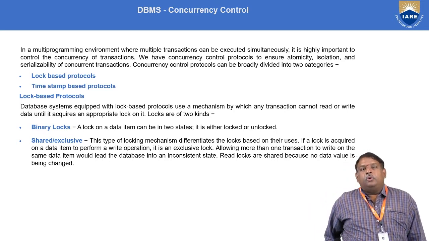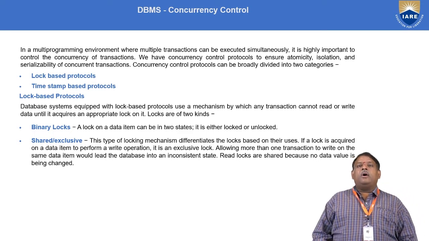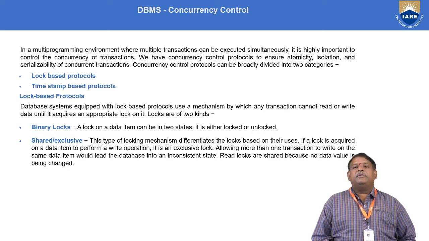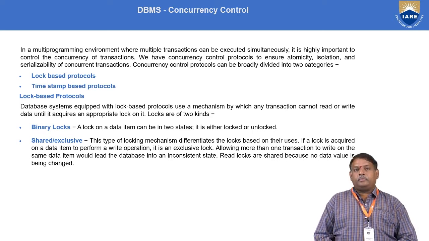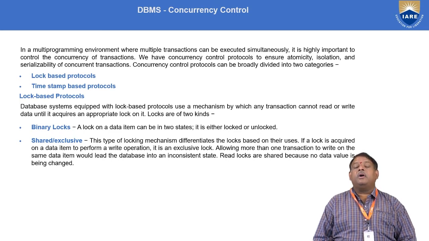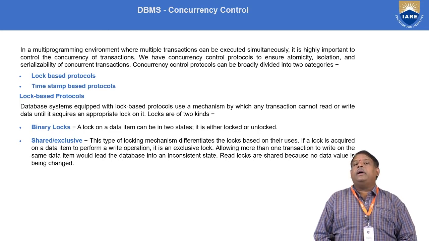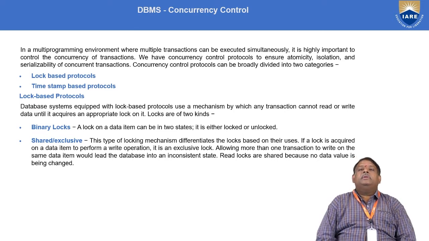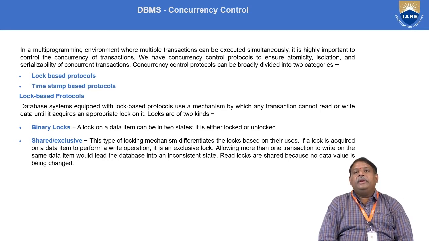Locks are of two types. One is binary lock. A lock on a data item can be in two states: either it is locked or unlocked. Next, we have shared or exclusive lock. This type of locking mechanism differentiates the locks based on their use. If a lock is acquired on a data item to perform a write operation, then it is an exclusive lock. Allowing more than one transaction to write on the same data would lead the database into an inconsistent state. The read lock is shared because no data value is being changed.